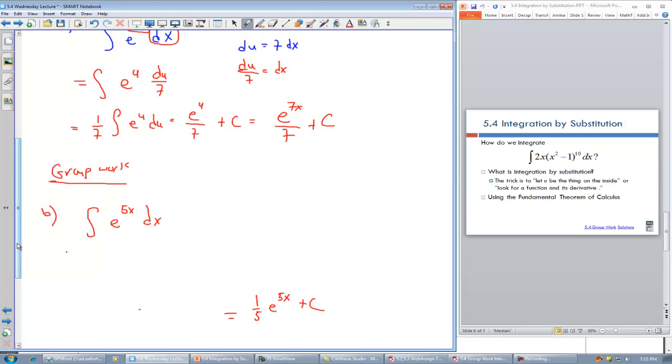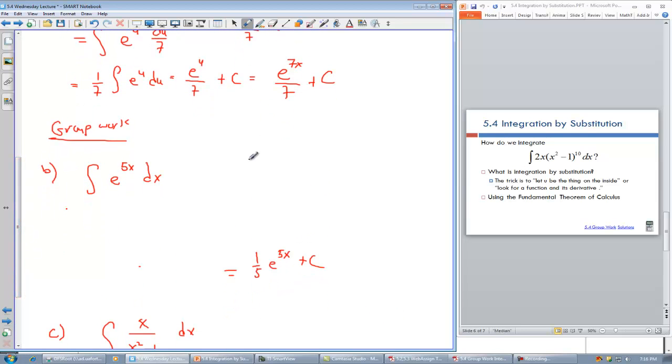All right, so on part B, you're going to make a u substitution. So you're going to let u equal, and it's just going to be the 5x. That's really your only choice, so 5x. And then du is equal to 5 dx. Right, derivative of x is 1, so you just get the dx back.